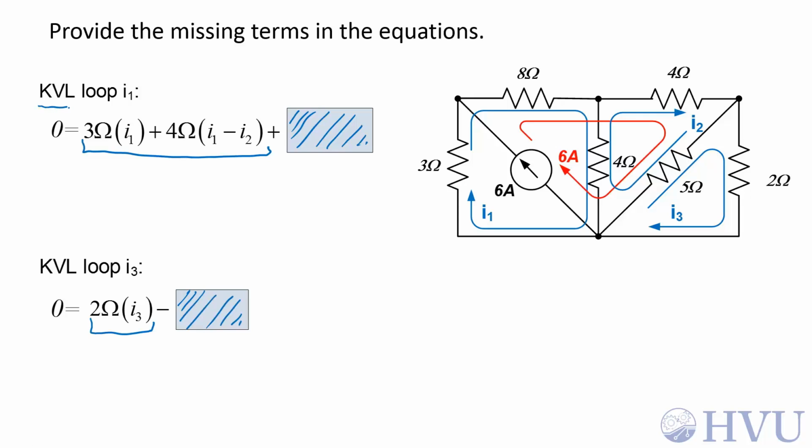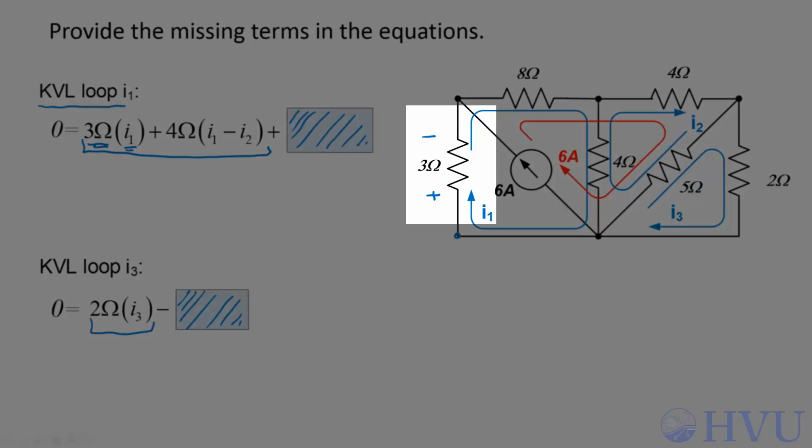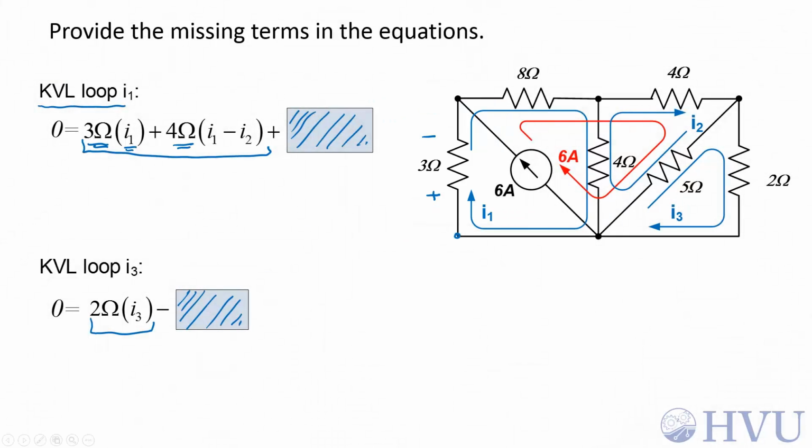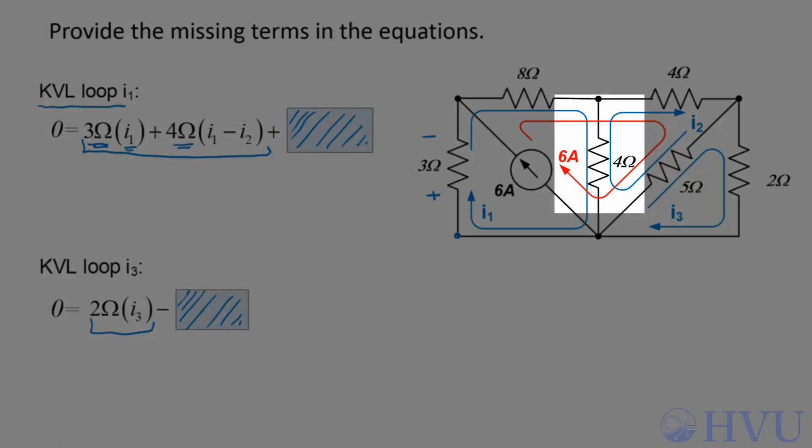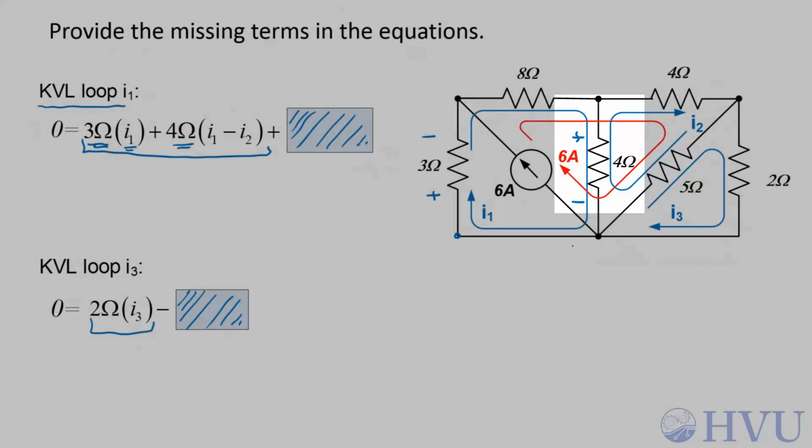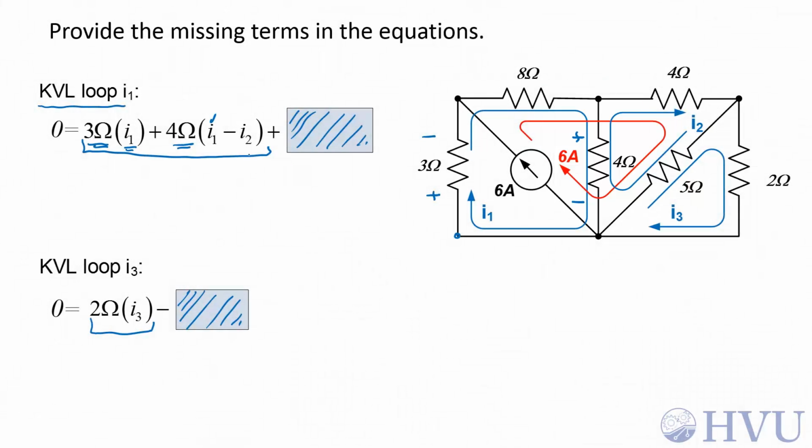So first, let's look at KVL around mesh current I1. If I start down here, I get 3 ohms multiplied by I1. That implies that the sign convention is in this direction on the voltage across the 3 ohm resistor. I1 is entering the positive terminal. Likewise, for the 4 ohm resistor, it's positive 4 ohms times I1. That means that I1's entering the positive terminal, so that's my sign convention, minus I2, so I2 is entering the negative terminal. That's all consistent.